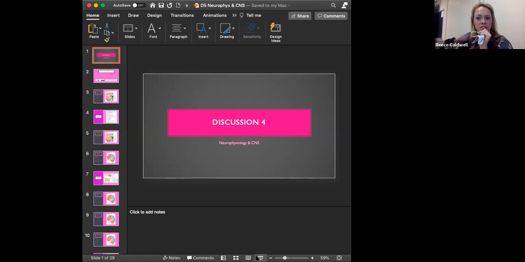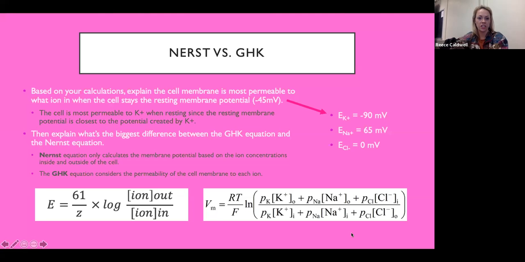When looking at this third part of the discussion worksheet, we're asked, based on our calculations, explain which cell membrane is most permeable to what ion when the cell stays at rest. Remember, it was given that the cell is at rest at -45 millivolts. With this, the cell will be most permeable to potassium when resting, because that -90 is closest to -45. So that's how you can compare those two. The cell will be most permeable to the ion that it's closest to in voltage.